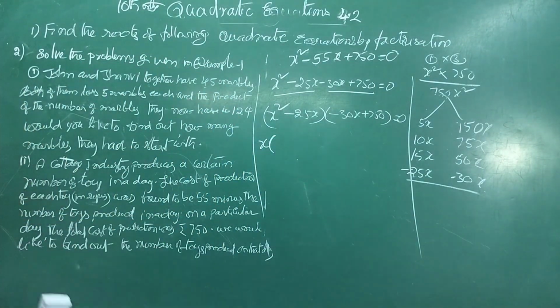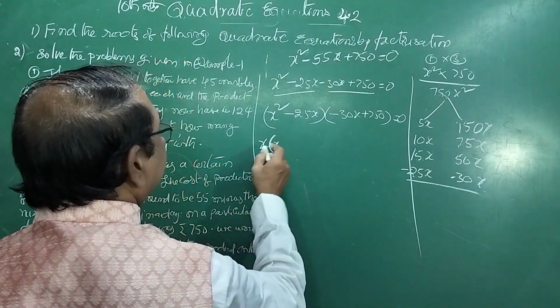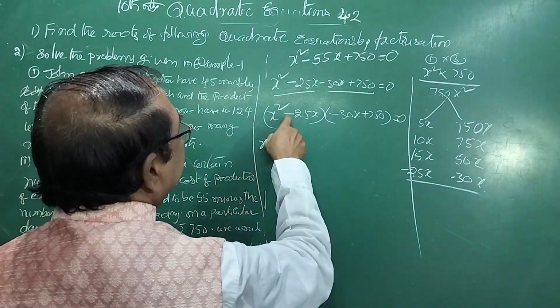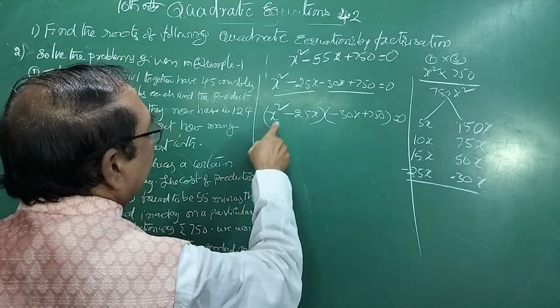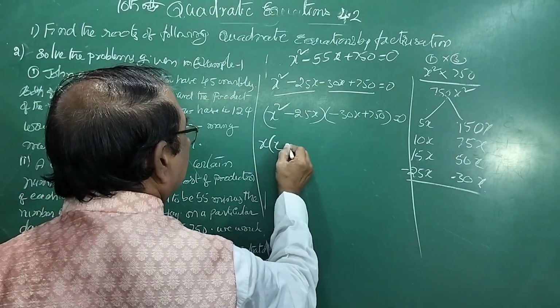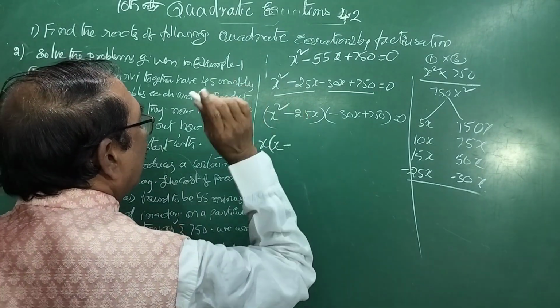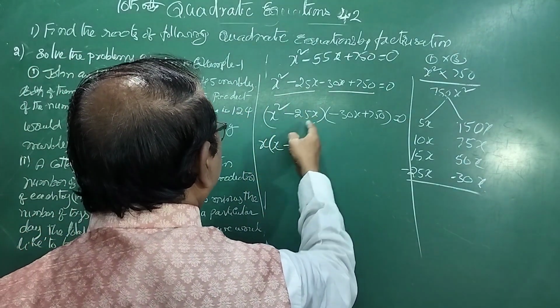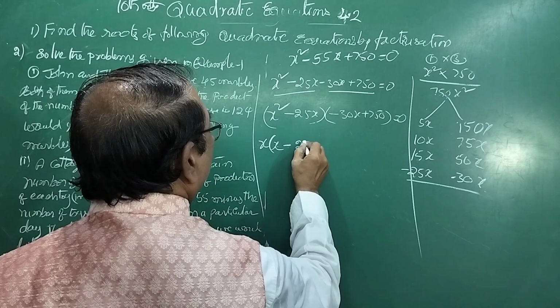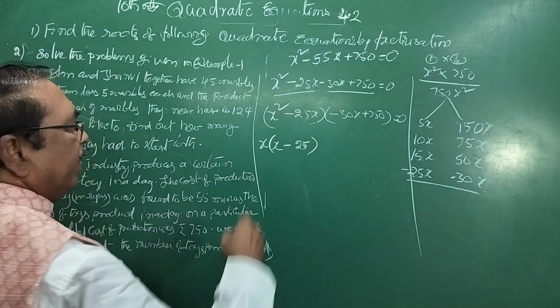x is the common one. x into x square, plus into plus. Plus into minus is equal to minus. All right. Yes, already x brought out. What will be more? 25 is the more. 25 here, x into 25x.